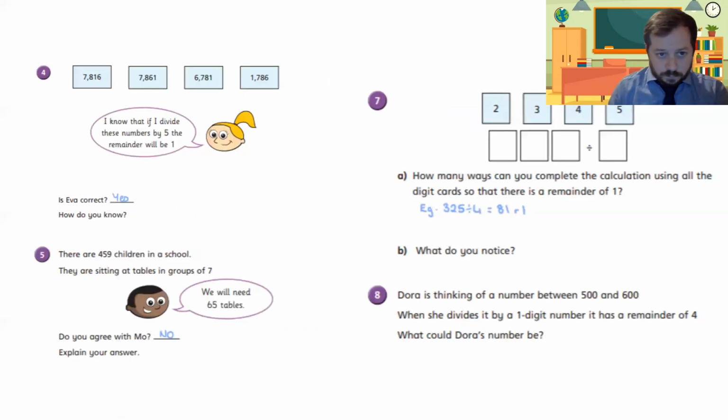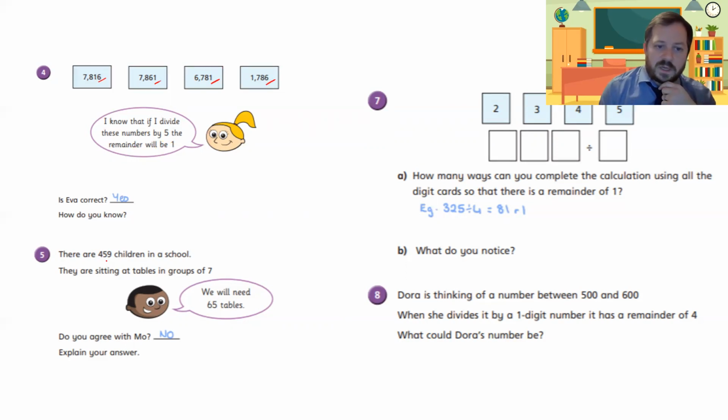First one, we've got number 4 over here. We've got different numbers along the top. I know that if I divide these numbers by 5, the remainder will be 1. Is she correct? Yes, she's correct, because this is a 6, which is 1 more than 5, and this is a 1, which is 1 more than 0. This is 1 more than 0. This is a 6, it's 1 more than 5, which means all of them will have 1 left over. We can't fill in all the groups. It's not a 0, it's not a 5, it's 1 more each time. So she's right, and that's how we know.